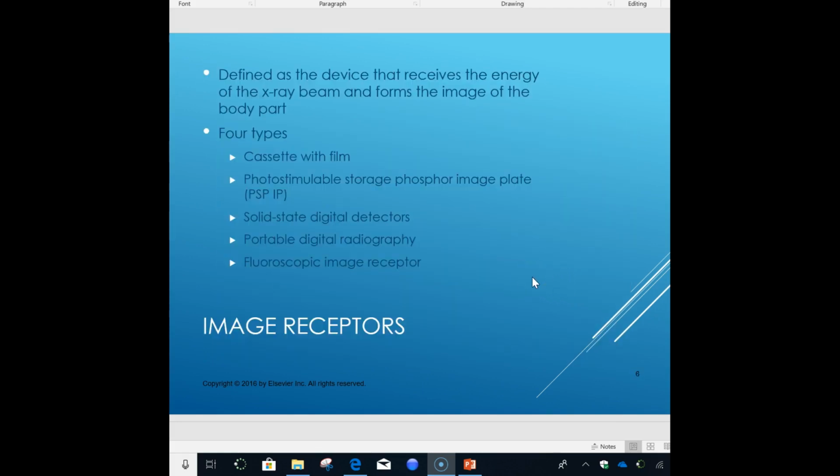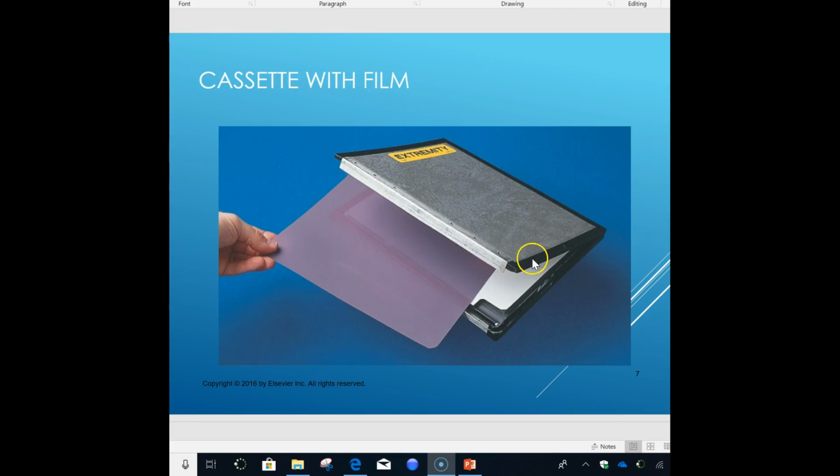So cassettes, we went over this in class, cassettes with films of four types. Film is still used in rare occasions. Some of the smaller clinics out there do use film. Then the IP, which we took images with, has a storage phosphor plate image, solid state digital detectors, portable digital radiography, and fluoroscopic image receptor.